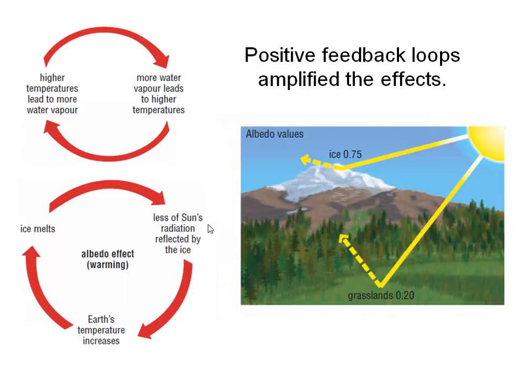Okay, and then there may be some other factors. So for example, this is a positive feedback loop. Okay, positive feedback loops can amplify the effects. How? So what is positive feedback? We need to explain this, right? So we use an example. This is an example of a positive feedback. So for example, this albedo effect.